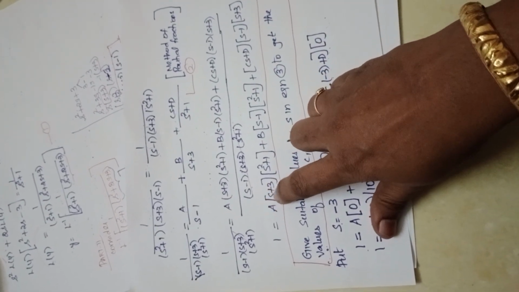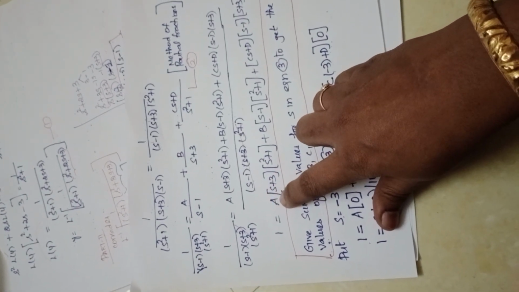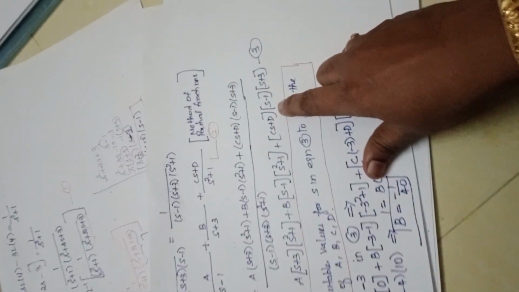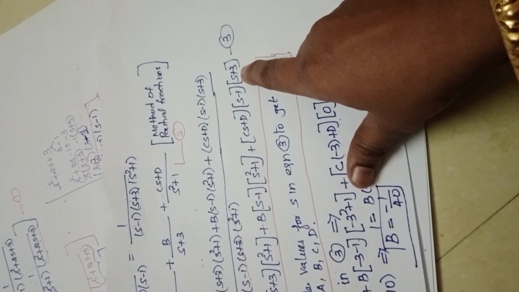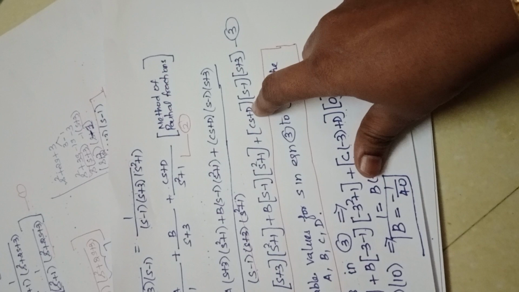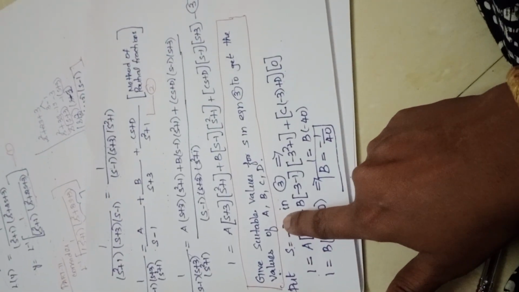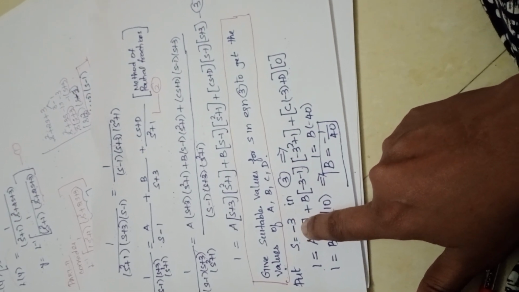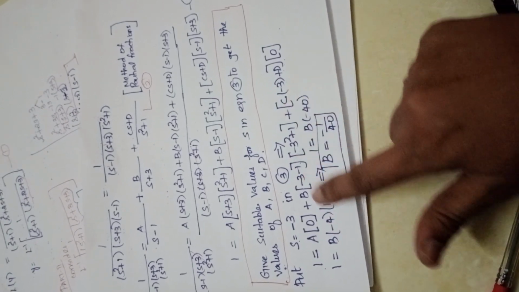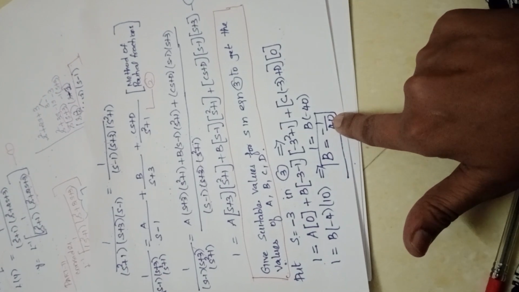So if I put s is equal to minus 3, reasonably a becomes 0, because minus 3 plus 3 is 0, and 0 into anything is 0. And here also when I put minus 3, cs plus d will become 0, because 0 into anything will be 0. I'll be able to get the b value. So I put s is equal to minus 3 in equation 3. Substituting will give, as I said, a becomes 0, cs plus d becomes 0. So we get b value as minus 1 by 40.